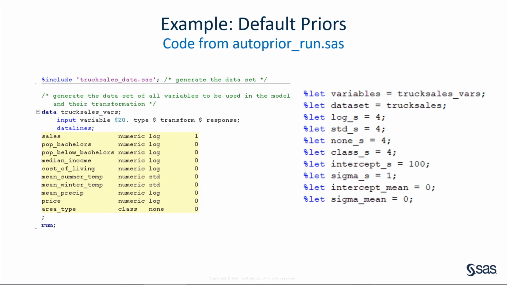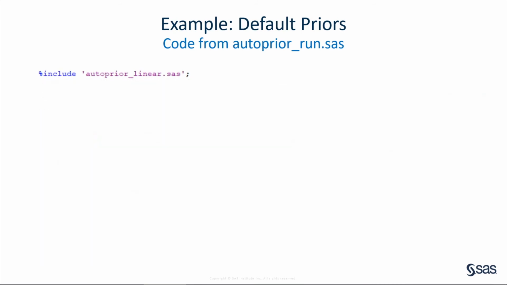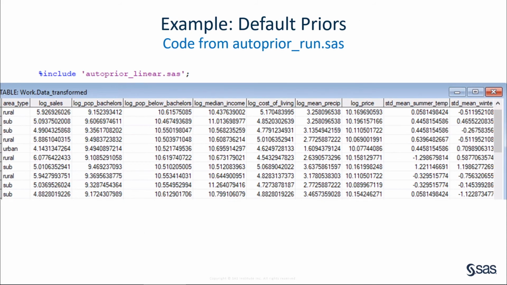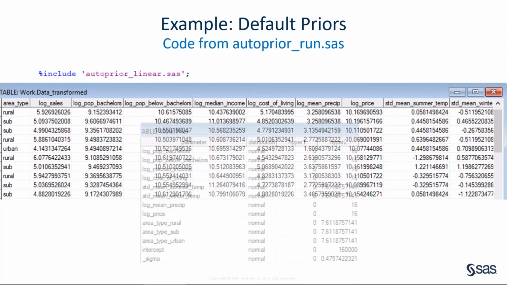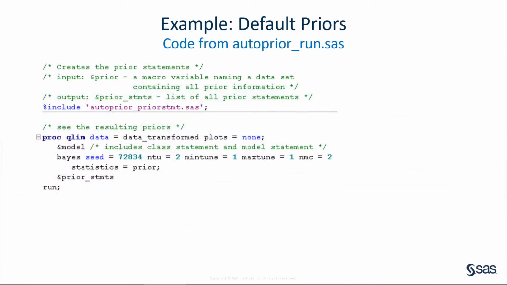Here you can also define the prior means for several parameters, but I've set them all to 0 by default. Then you run the autopriorlinear.sas script. This generates the transform data set, which you can see on the slide. It also generates the prior data set shown here in the middle of the slide. The model statement and class statement are also created as macro variables that you can use when you call PROC QLIM later.